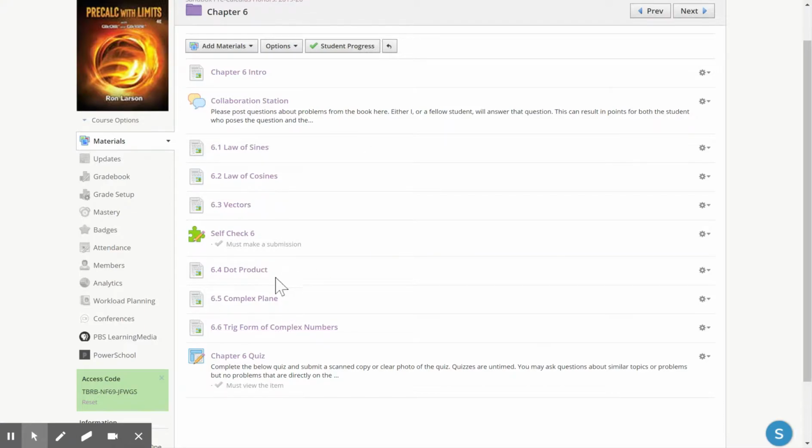So we're getting into this new topic of vectors, which for some of you might be familiar, for some of you might be totally new, which just changes the amount of work that you might have to do within that section. You'll notice that your self-check is cut off a little bit early, sort of right in that chapter. So that means we're only going to really be looking at these three sections when we assess that self-check. And then Chapter 6 quiz at the end.